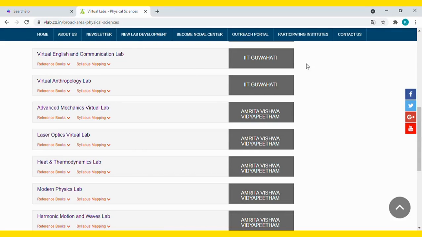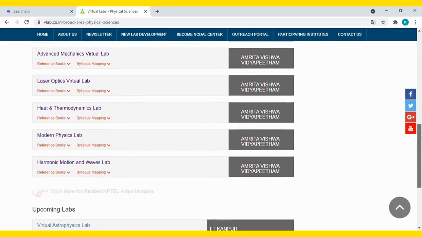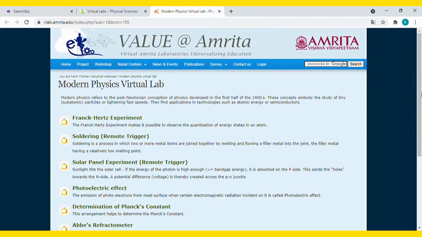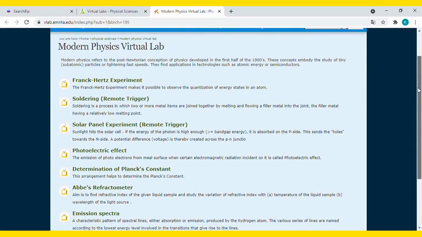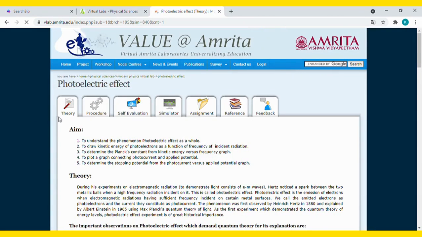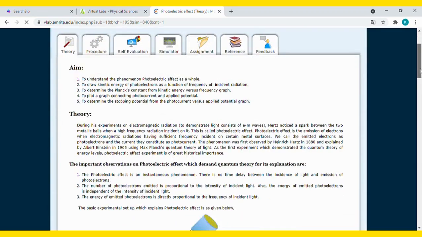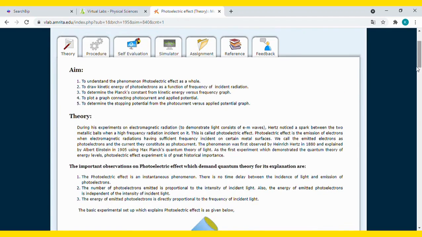Now we'll go to virtual labs, and in virtual labs we will go to the modern physics lab. In the modern physics lab we will go to photoelectric effect. Now, to perform the experiment, we'll go to the simulator.